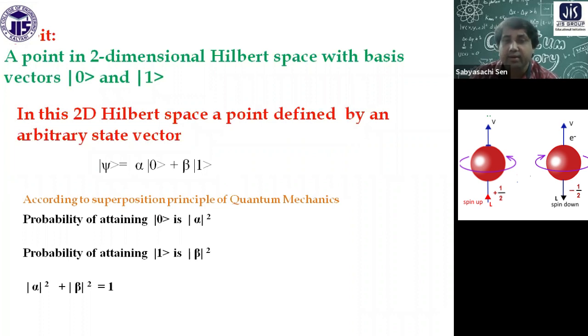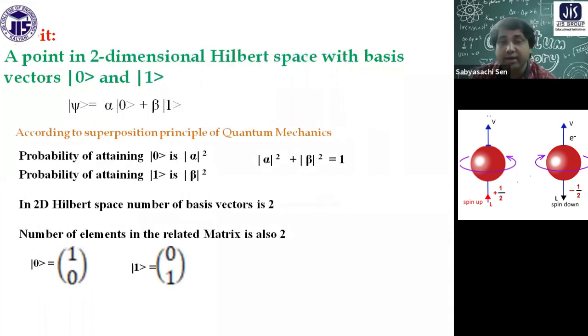Particularly, in the last lecture I mentioned the probability of finding, suppose, an electron in a hydrogen atom. There is only one electron, and the zero state may be the up-spin state of the electron and the one state may be the down-spin state of the electron. So the probability of finding the electron in one of the states is the modulus square of the coefficient. Alpha square is for the zero state, beta square is for the one state, and the total probability is 1.